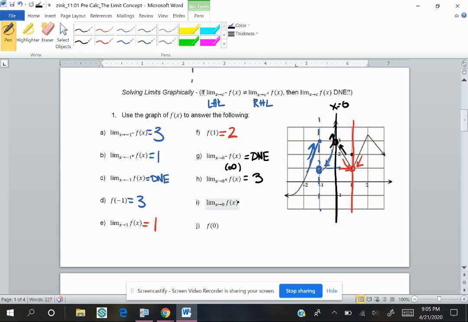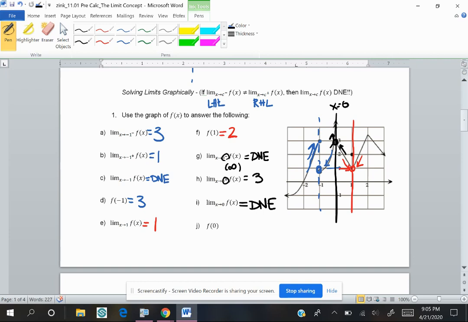So what's the limit as x approaches 0? Well, is it the same coming from the left and coming from the right? No, from the left, it does not exist. From the right, it's 3. So if they're not the same from the left and the right side, it does not exist.